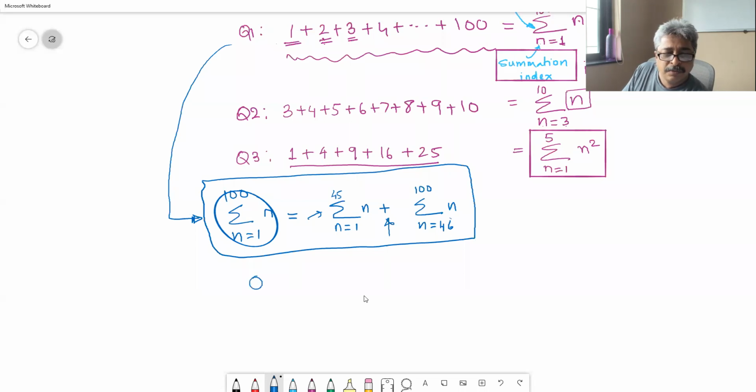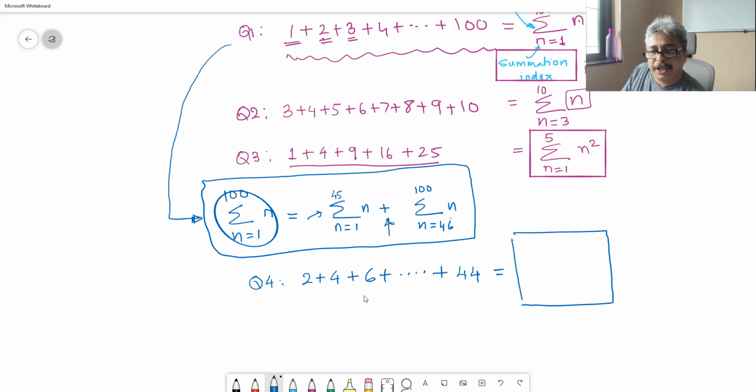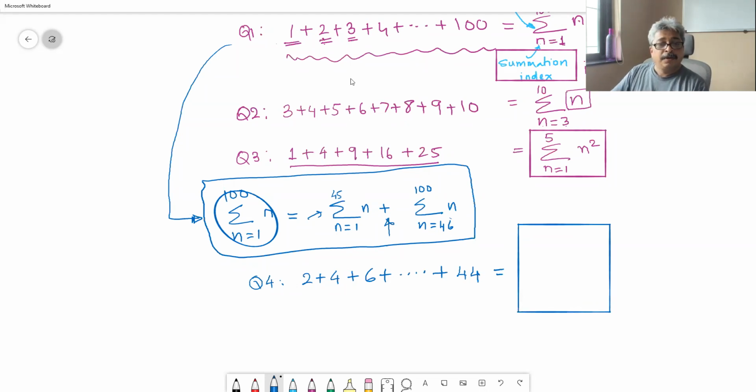Suppose now question 4, I have to add 2 plus 4 plus 6 plus dot dot dot plus 44. Now write down your sigma notation and show it to me. For this addition, you start with n is equal to 1, but you want 2. Therefore, 2n. If n is equal to 2, 4. N is equal to 3, 6. N is equal to 4, 8. And up to what should you go? 22.